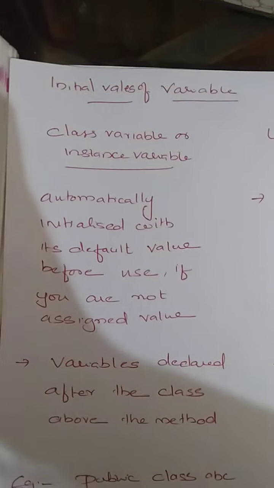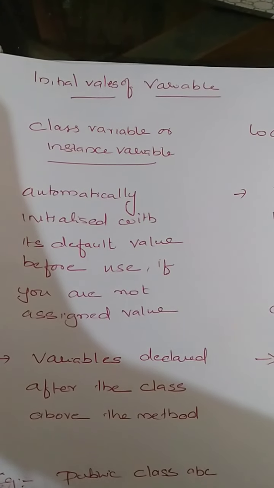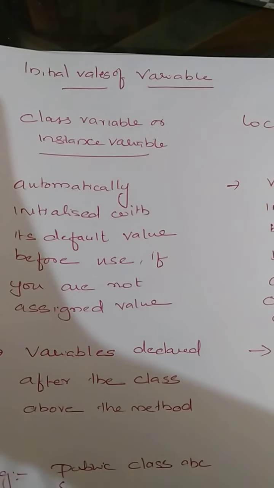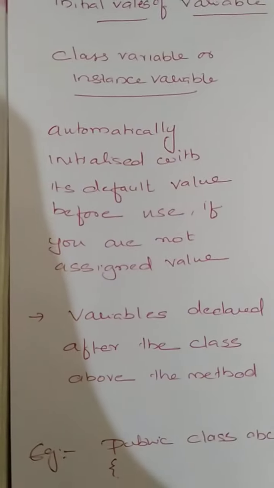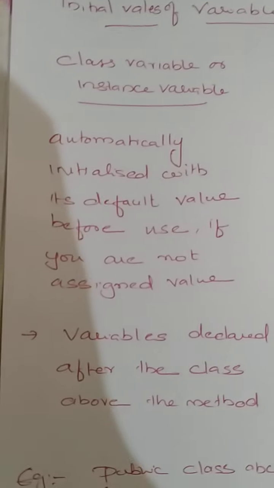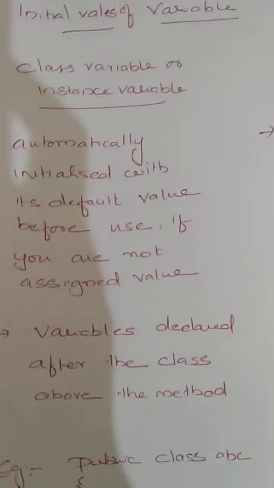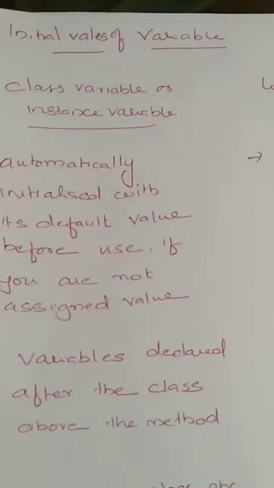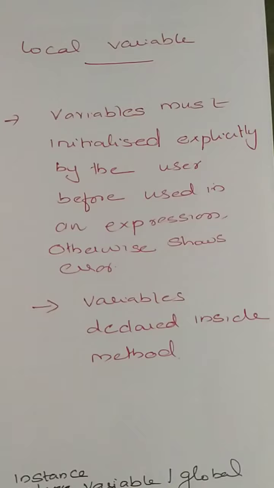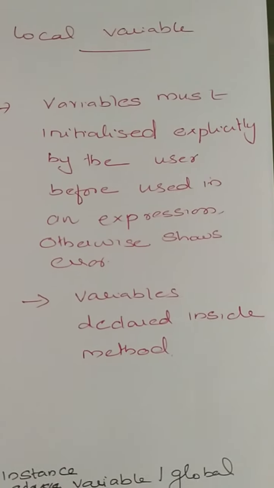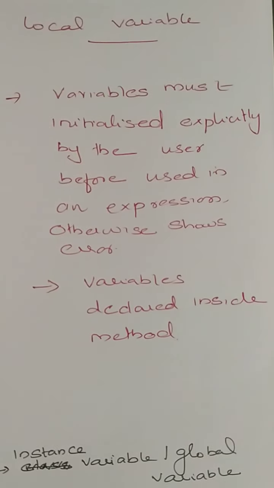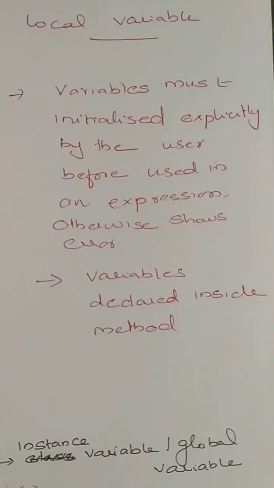The main difference between them is that when a class variable is not initialized with a value, that is, if you have not assigned a value to the class variable, it gets automatically initialized with the default value before use. So it will not show an error. The compiler will automatically assign the default value before use. Whereas for a local variable, if the user doesn't assign a value before using it in an expression, it will show an error. So you must initialize a value explicitly before use.